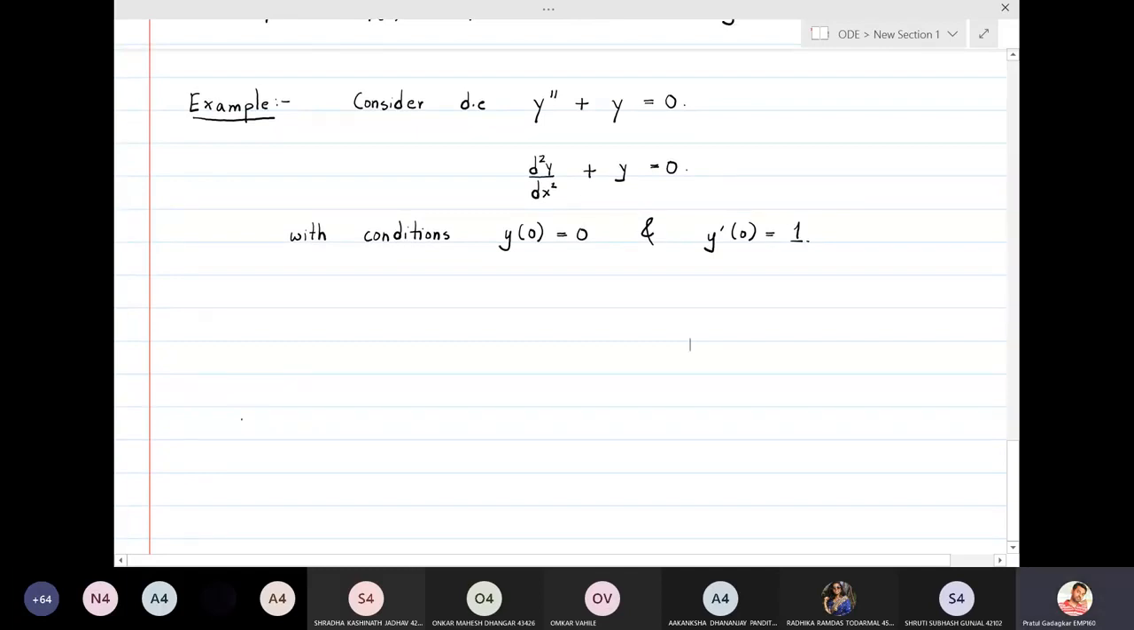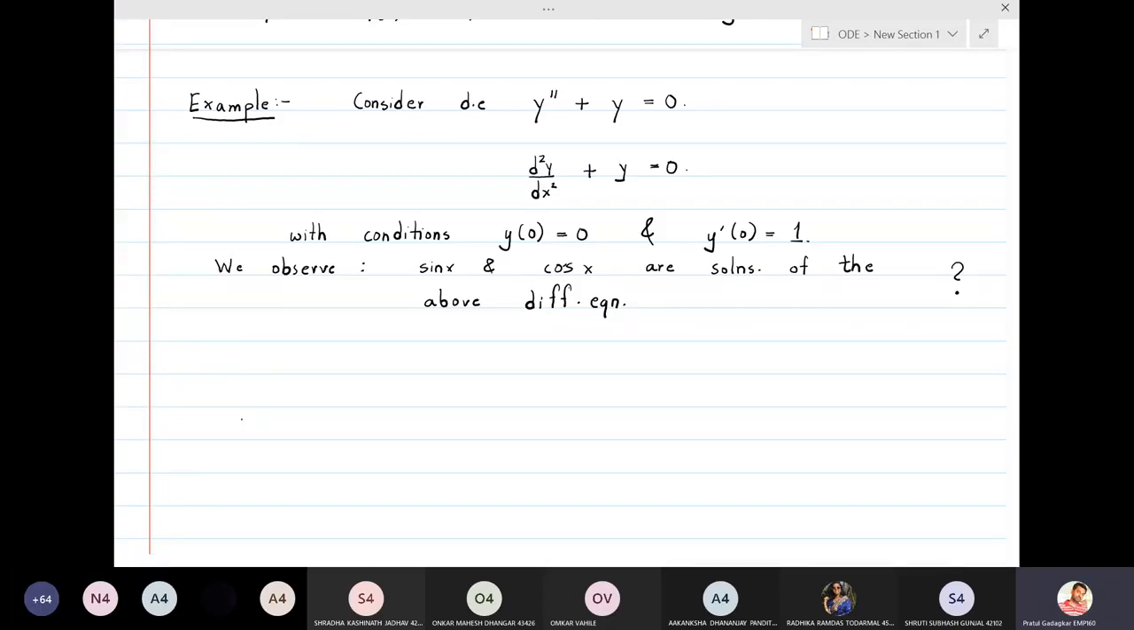Okay, we observe sin x and cos x are solutions of the above differential equation. I could observe that: the double derivative of sin x plus sin x is 0, and similarly for cos x. But here you must ask me, sir, how will we observe something? That is what we are going to learn. Once I give you a differential equation, you will be able to tell me the solutions of the differential equation. For the time being, have faith in me. Let's go ahead. So sin x and cos x are solutions.